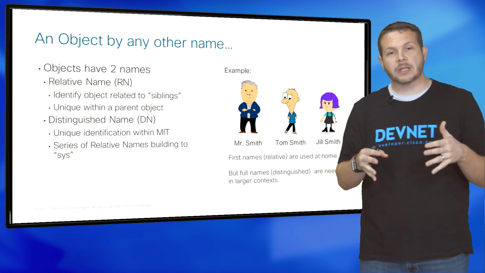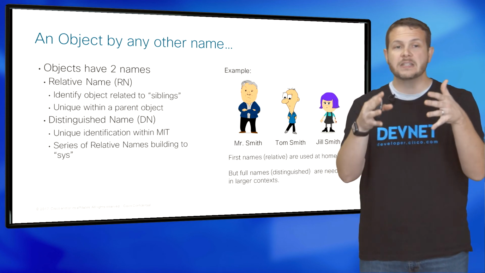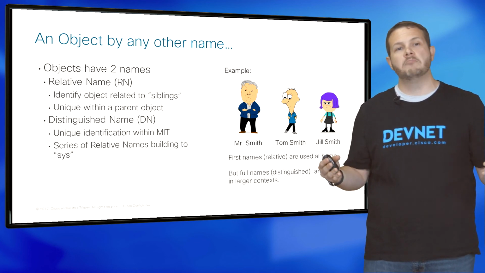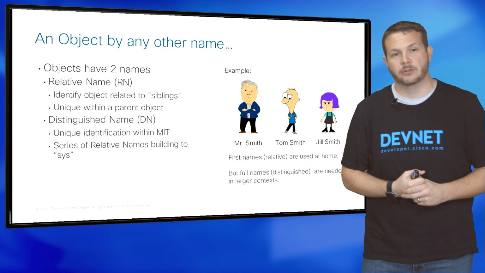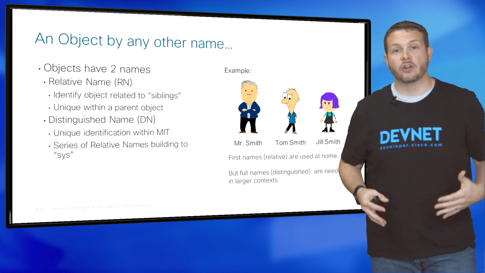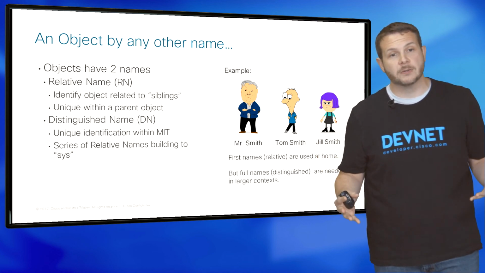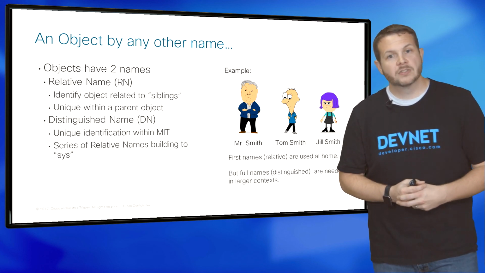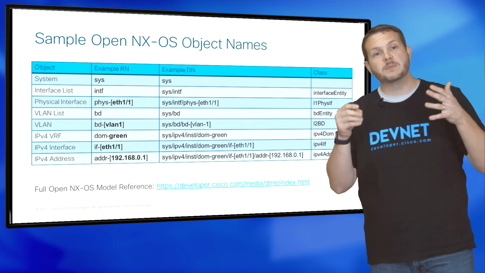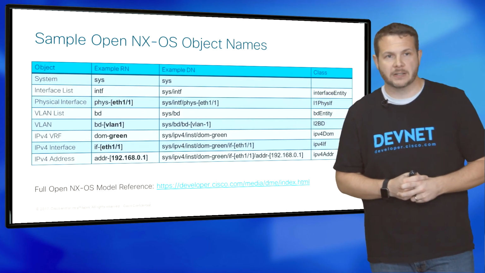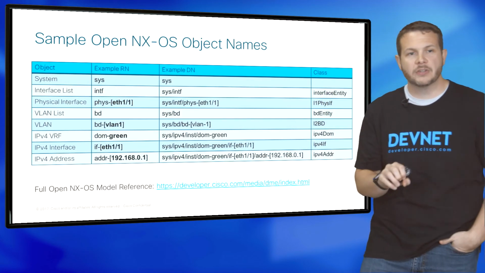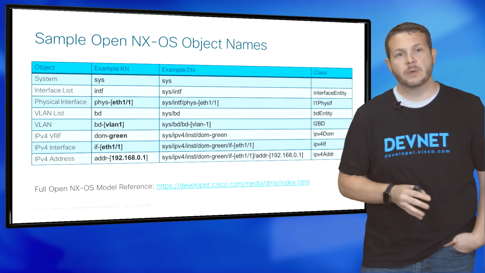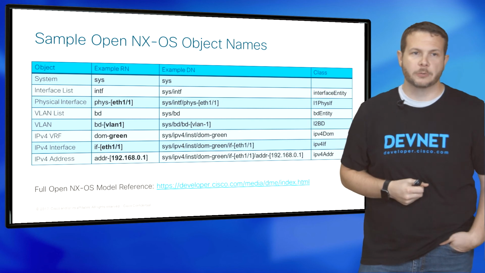Now, when we're just working within a particular context, we can simply use the relative names, those short names, if we're just talking amongst all of the objects underneath a particular parent. But when we're working in a larger context across an entire system, we'll want to leverage the distinguished names for our objects. So let's leave the Smiths behind for a moment and talk specifically about some of the NXOS objects. So here I have a table of a small subset of objects and object types available in NXOS, with example RNs and DNs as we go through.